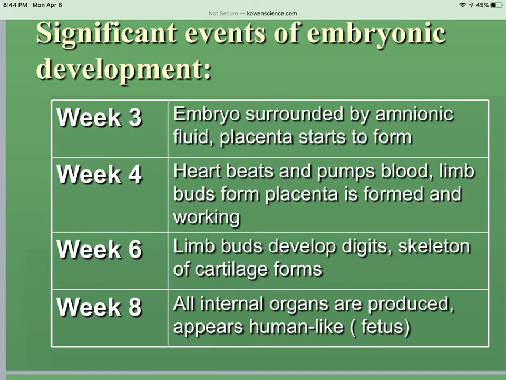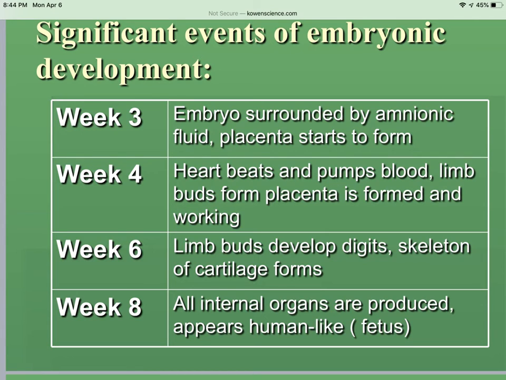In that diagram, just some significant events that occur. Week 3, the embryo is surrounded by the amniotic fluid. The placenta starts to form. Week 4, the heart beats. Now, it's not to the level of a 4-chambered heart, but the embryo's heart is beating before the mother typically even knows that she's pregnant. It pumps the blood. The limb buds are forming. The placenta is forming. It is a living being.